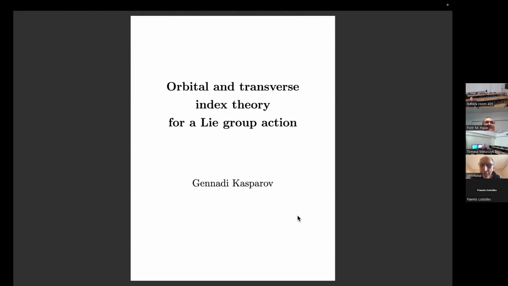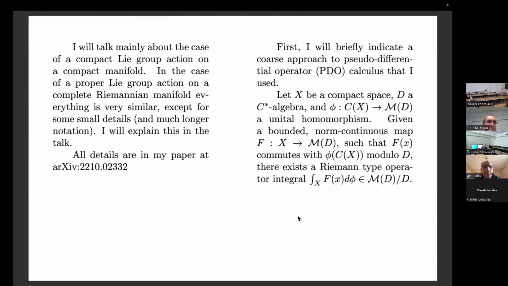Okay, let me first thank the organizers for inviting me to give a talk. I will take the a little bit easier case of compact Lie group action, although everything generalizes perfectly to the proper Lie group action on a complete Riemannian manifold. The necessary changes for the proper Lie group case, I will try to indicate.